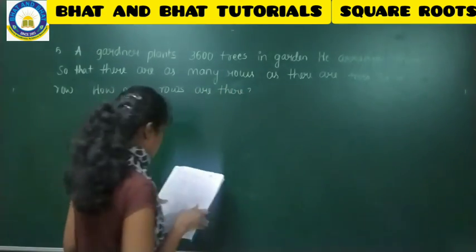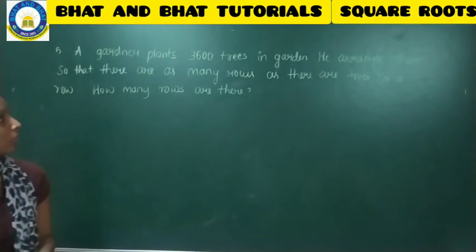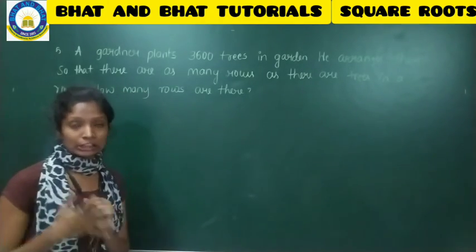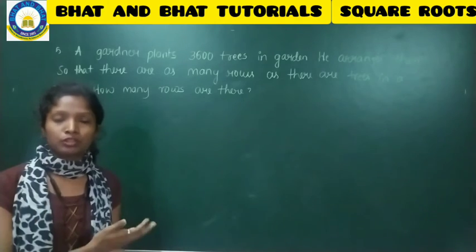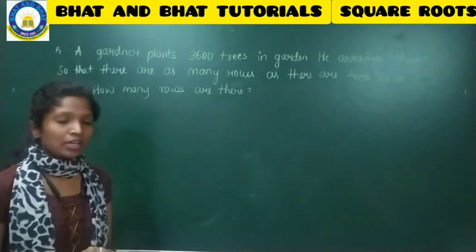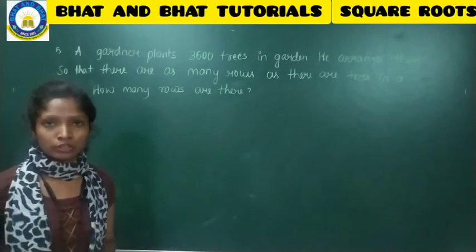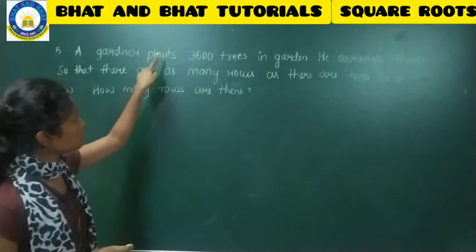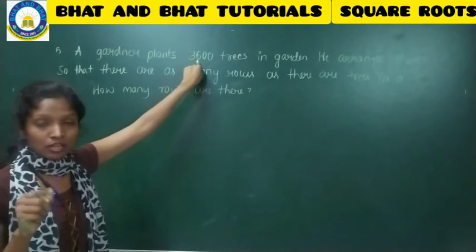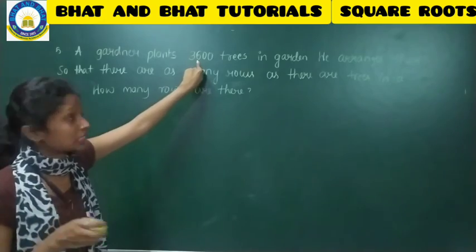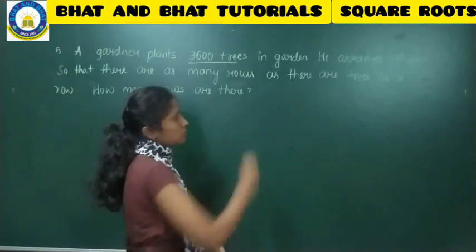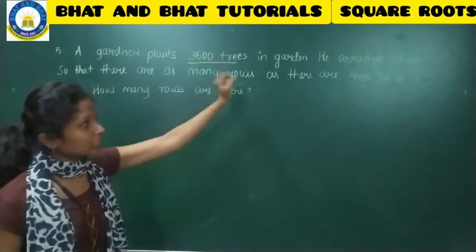So this is your question. See the question. There is one gardener. A gardener is a person who is going to put the plants in the garden. He is the one who is going to take care of all the garden area. So he is going to plant 3,600 trees in a garden.